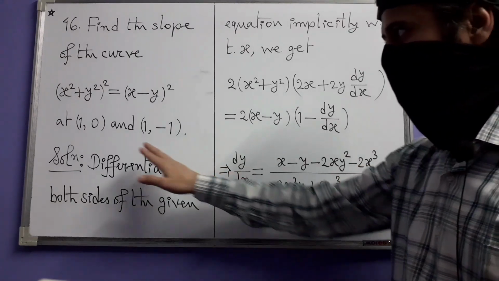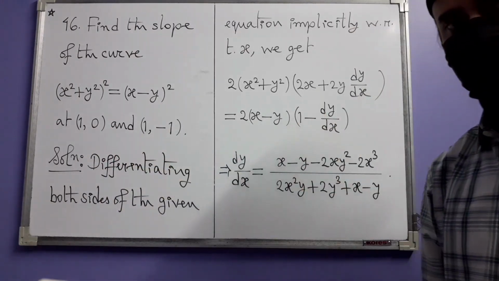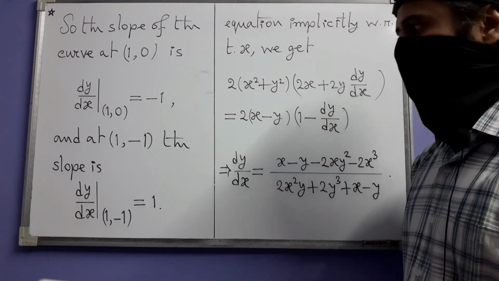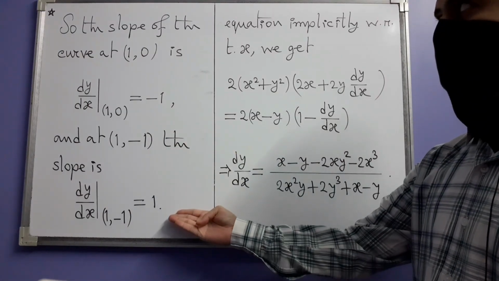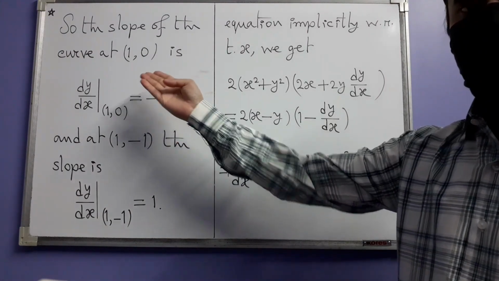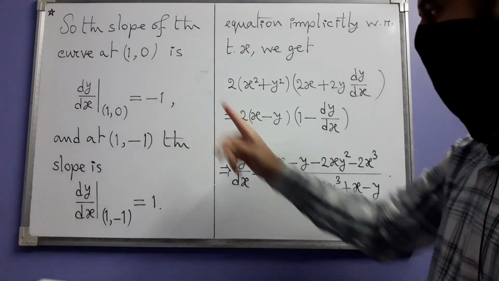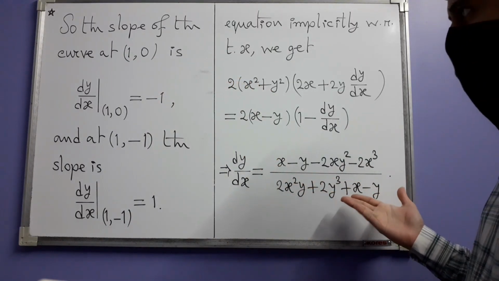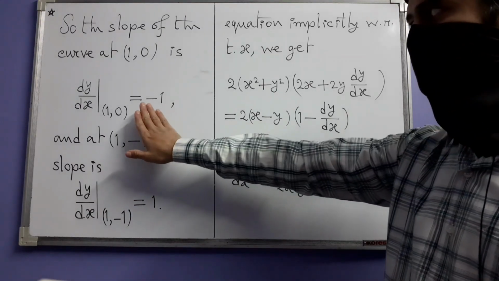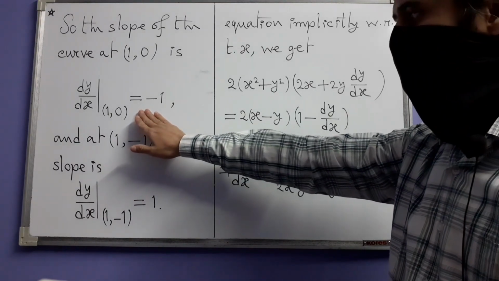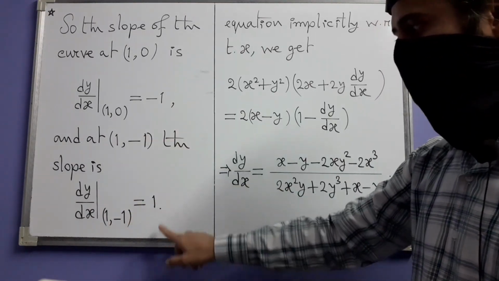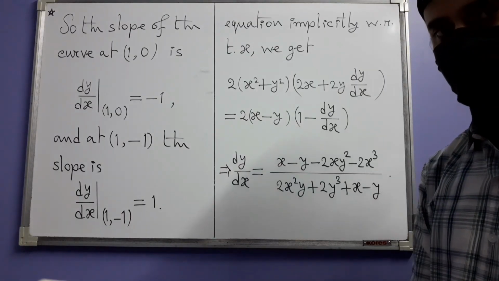Now we have to find the slope at these 2 points. And those slopes are these. You can substitute the values of the coordinates x equal to 1 and y equal to 0 here in this expression. You will see that you are getting minus 1. And at the point 1 comma minus 1, the slope is 1.